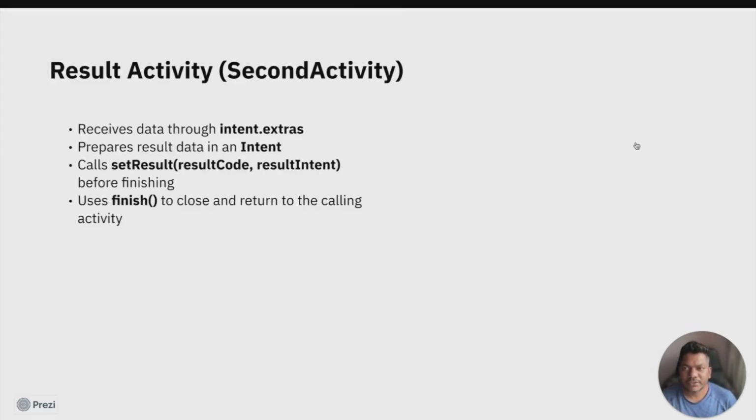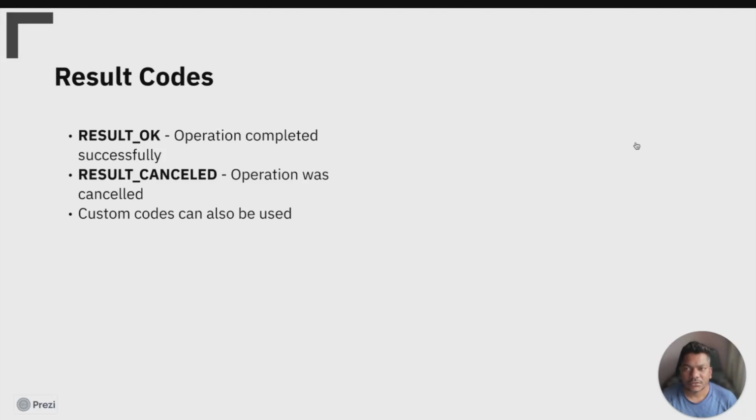Now the second activity, which is the result activity, receives data through intent.extras and prepares result data in an intent, calls setResult with a result code and result intent before finishing, and uses finish to close and return to the calling activity. So the result codes which the resulting activity can use while calling the setResult method are RESULT_OK, which means the operation completed successfully, and RESULT_CANCELED, which means the operation was cancelled. Custom codes can also be used there.